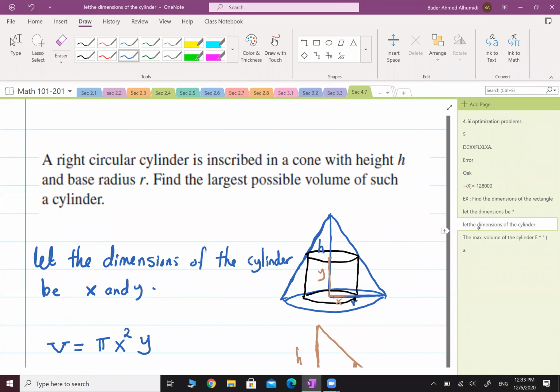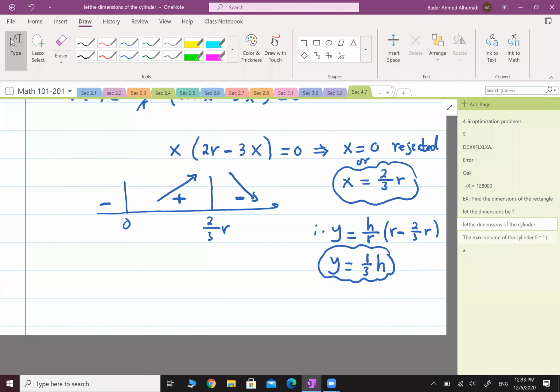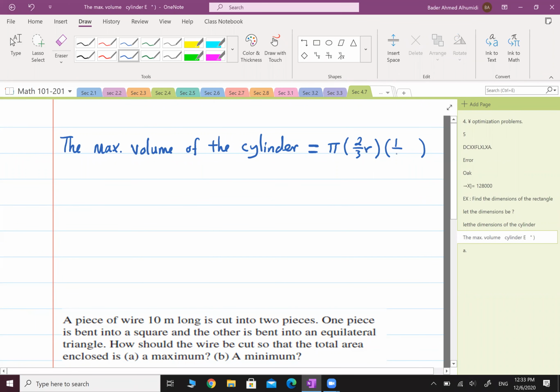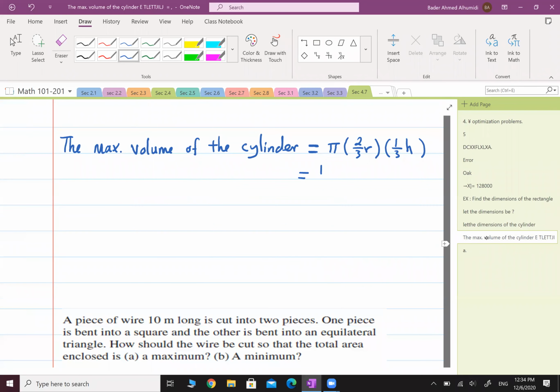Let's go back and see now. The radius is equal to what? According to our calculation, x, 2/3 r. And the height is 1/3 h. Let's try to remember it with me: 2/3 r and 1/3 times h. Look at this answer, what is it? If we simplify, this is equal to what? I know the equation of the volume. The volume is pi times x squared times h. This is pi x squared times y. Excellent, very good. This is equal to what now? The question is this: this is equal to what after you simplify?